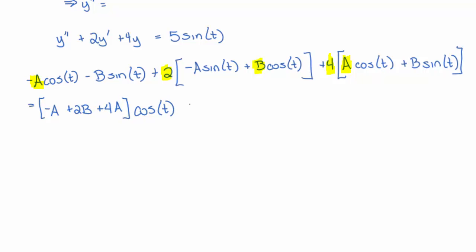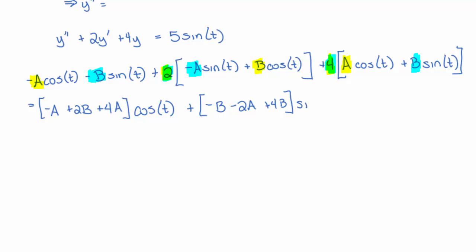And then as far as sines of t, using a different highlighter here, I have a negative b of them, I have a negative 2a of them, and I have a positive 4b of them. Okay, so let me go ahead and write that down. I have a negative b minus 2a. And then let's see, the sine is plus 4b.